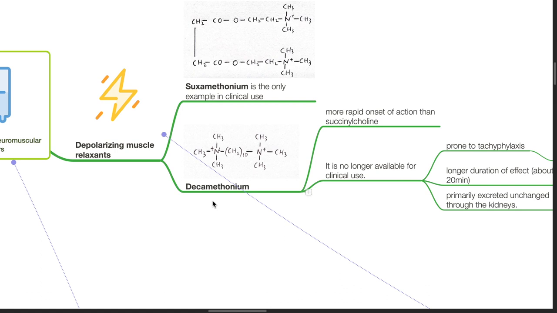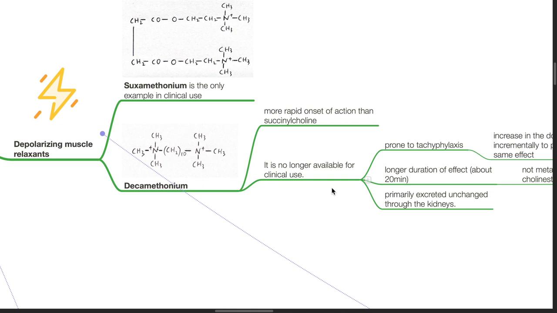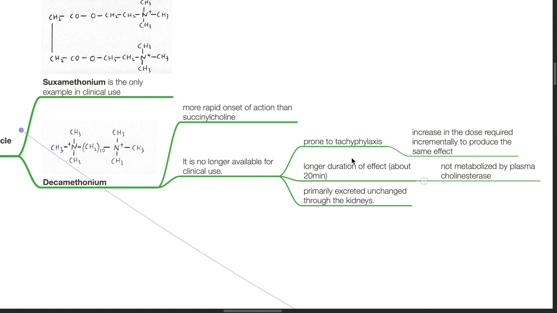It has a more rapid onset of action than Suxamethonium, however it is no longer available for clinical use. It is prone to tachyphylaxis, where an increasing amount of the drug is needed to produce the same effect. It has a longer duration of action of about 20 minutes, and it is not metabolized by plasma cholinesterase. It is primarily excreted unchanged through the kidneys.